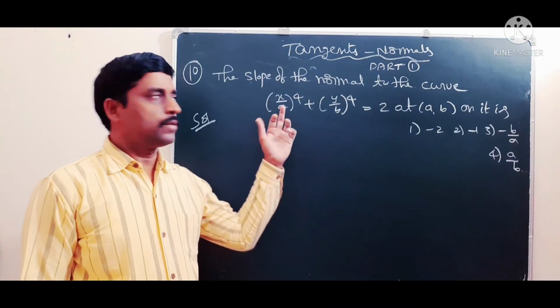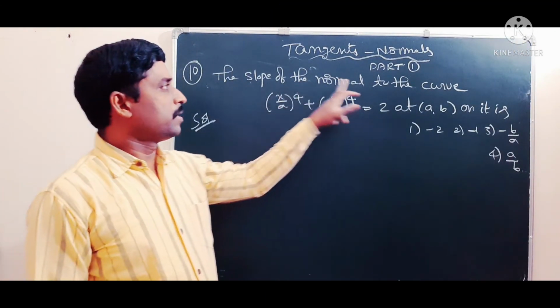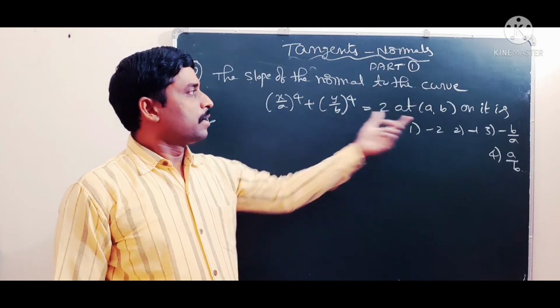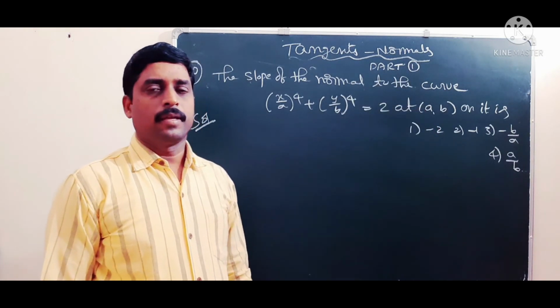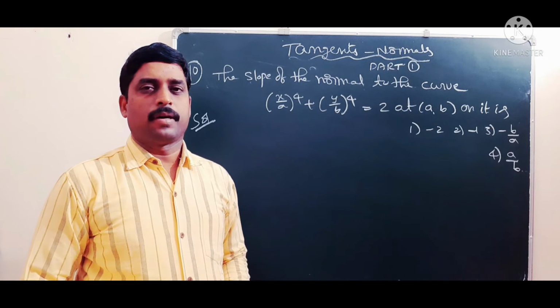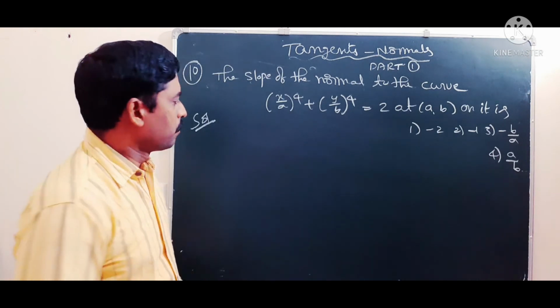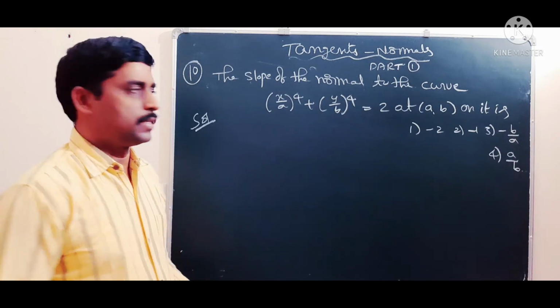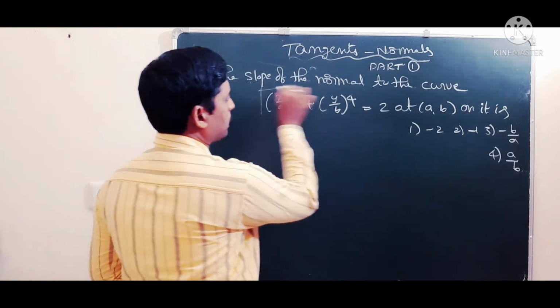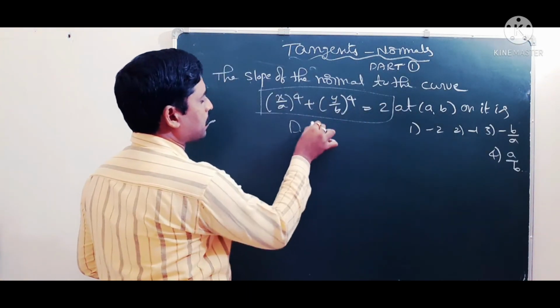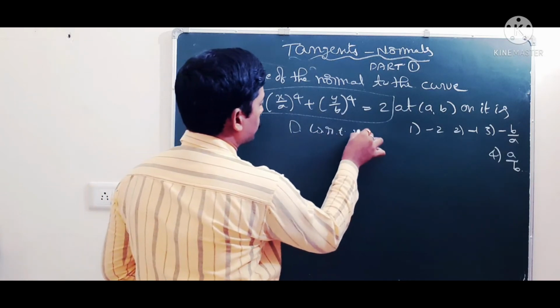Okay, I am going to explain question number 10. The slope of the normal to the curve at A and B. First, what is the slope of normal? The slope of normal is denoted by minus 1 by m. First, we have to find the slope of tangent. So this is the given curve. So differentiation with respect to x on both sides.